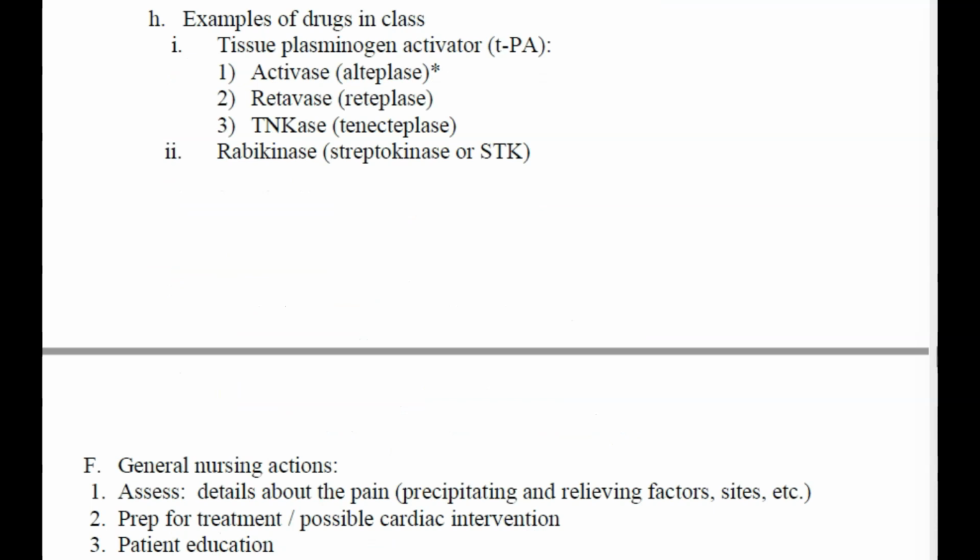These are examples of thrombolytics from the tissue plasminogen activators or TPA. So we have Activase or alteplase. This one is one that you have to remember. Retavase or reteplase, TNKase or tenecteplase, and we also have Kabikinase or streptokinase or STK.